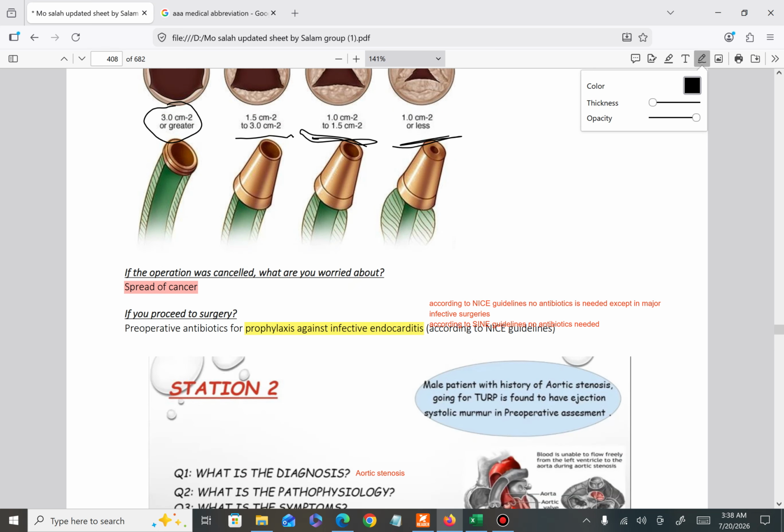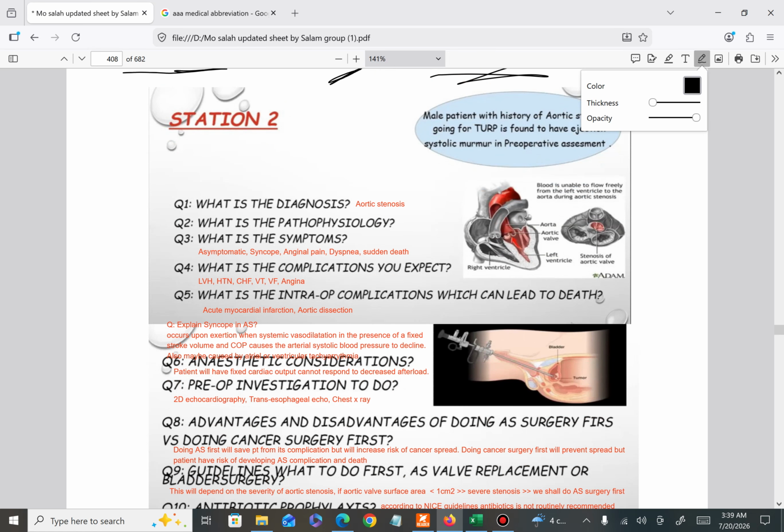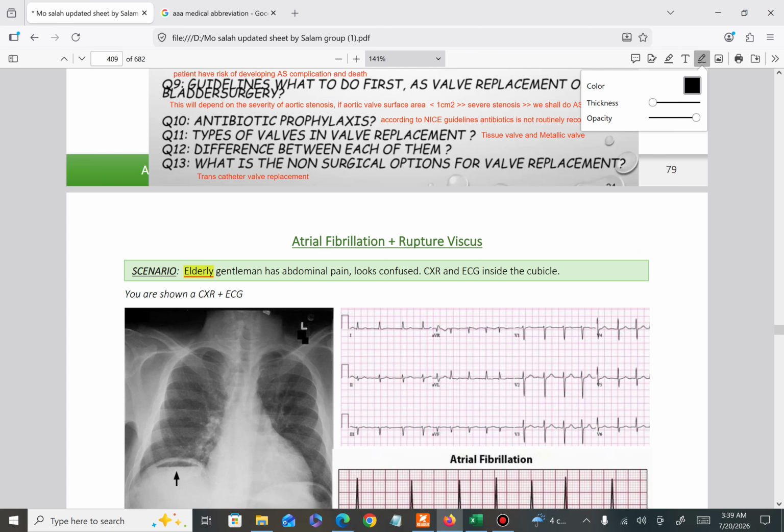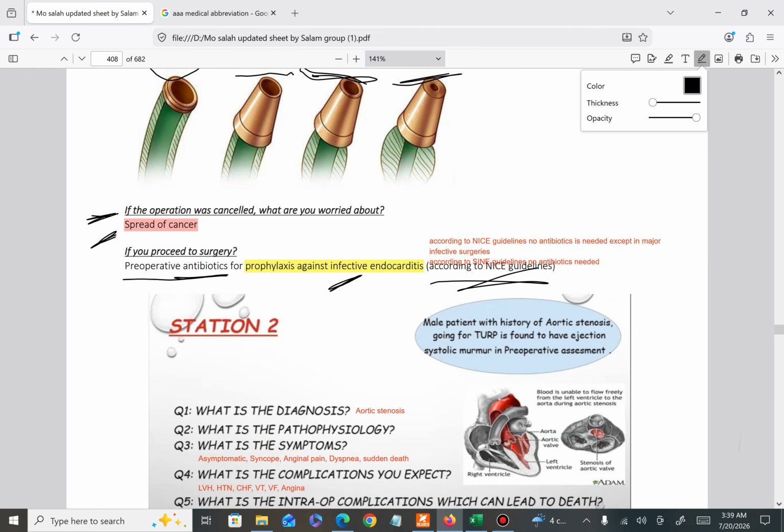If the operation was cancelled, what are you worried about? We will be worried about spread of cancer. If you proceed to surgery, then we will give preoperative antibiotic prophylaxis against infective endocarditis according to NICE guidelines. So this is the aortic stenosis.